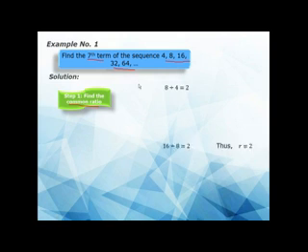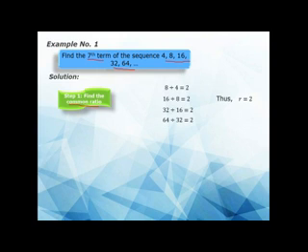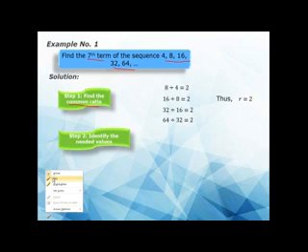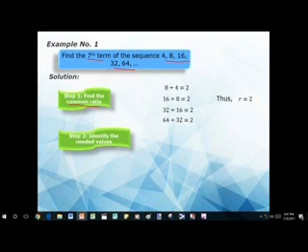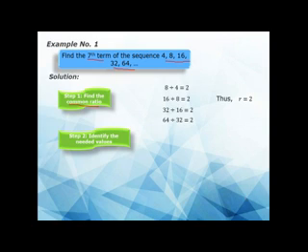So we have 8 divided by 4, 16 divided by 8, 32 divided by 16, and 64 divided by 32 is equal to 2. Thus, our r is equal to 2. So this sequence is geometric because we have the common ratio. Next is that we should identify the needed values. What is this for? So the needed values will be used in substituting in our formula.